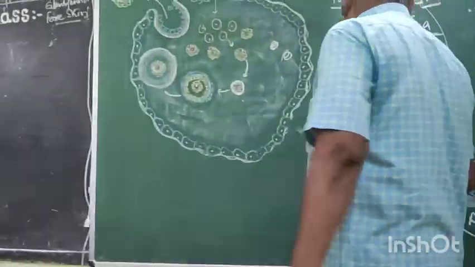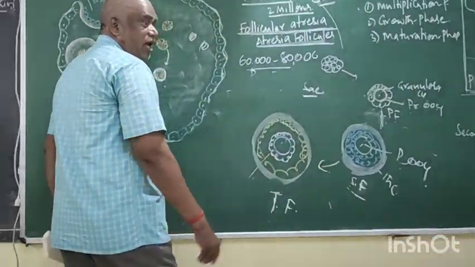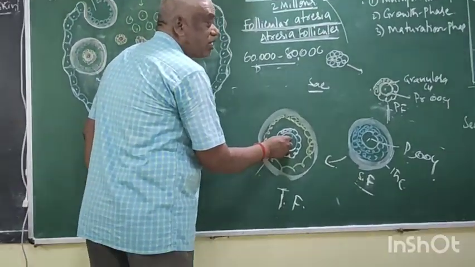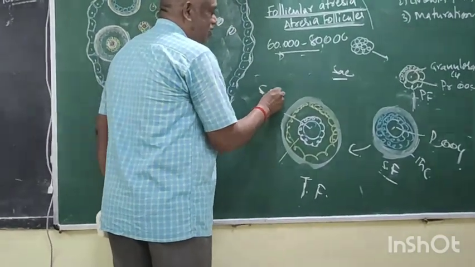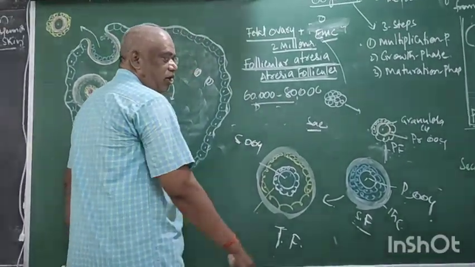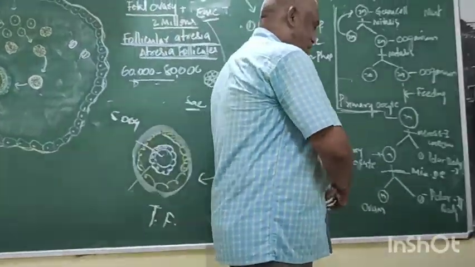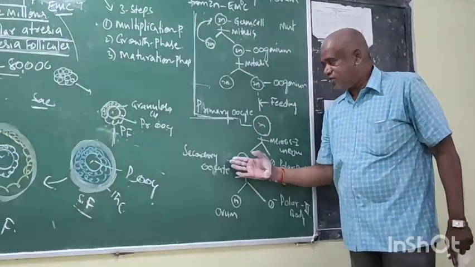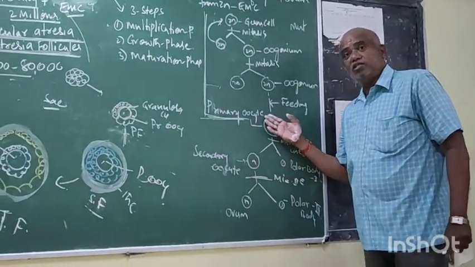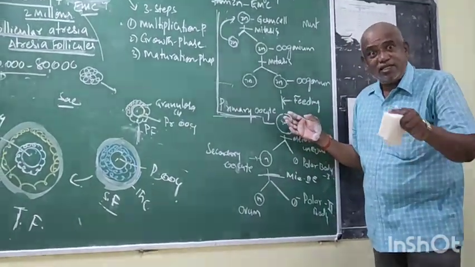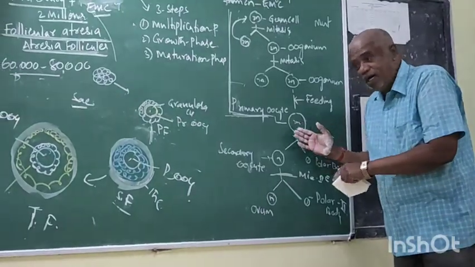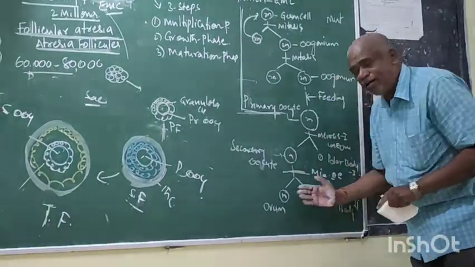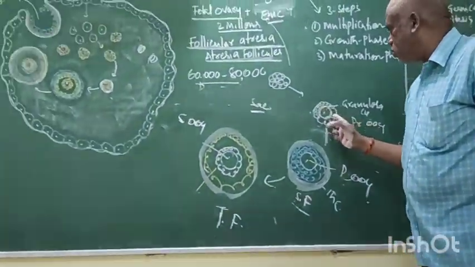Now, what is this follicle? Tertiary follicle. At the end of the tertiary follicle, it is secondary oocyte. Name the egg. It is the final egg. Before this stage, secondary oocyte. Before this stage, primary oocyte. It is a stage of egg.